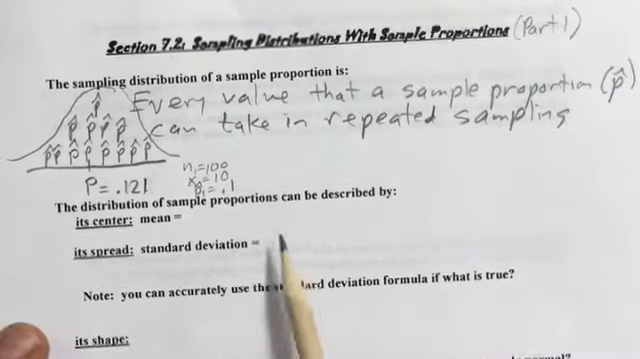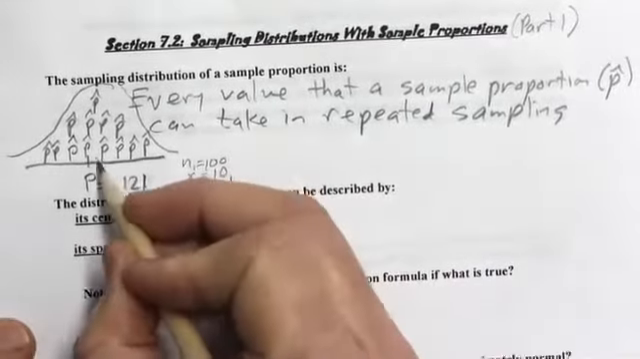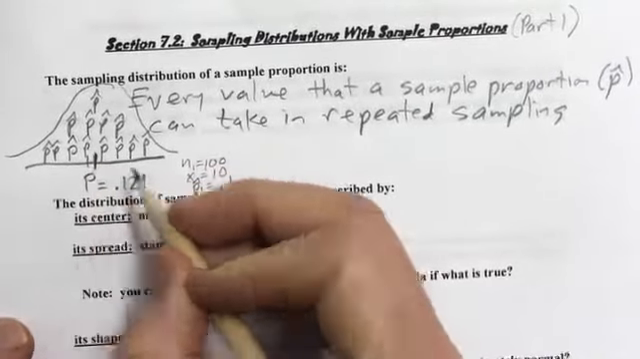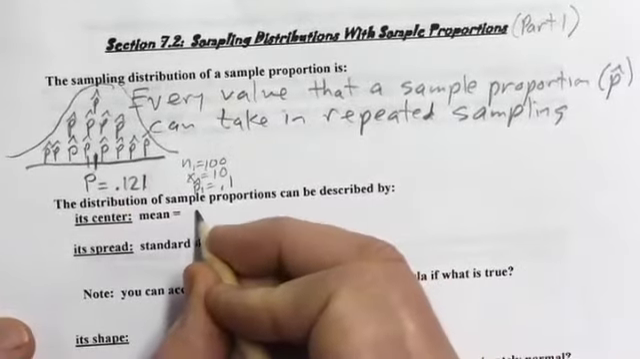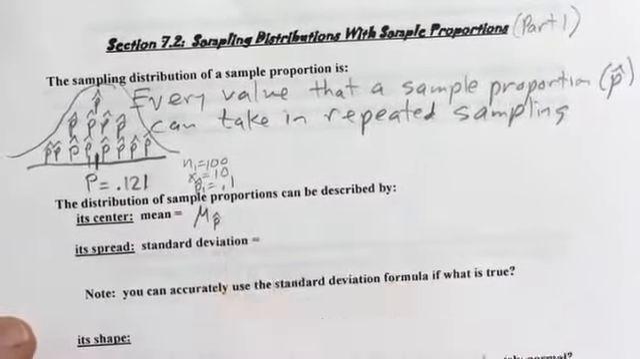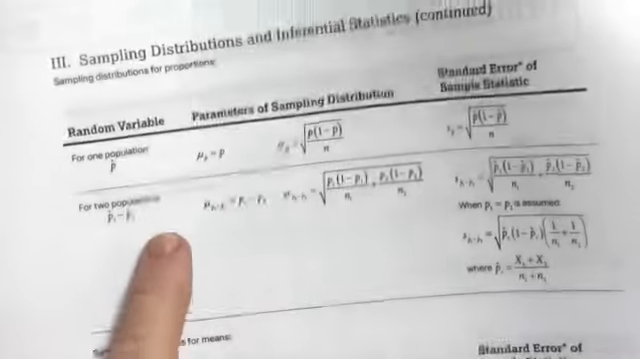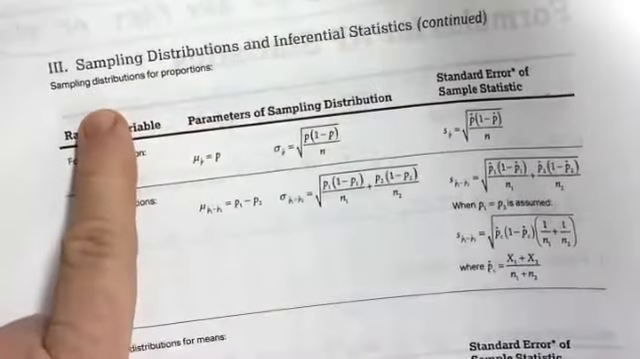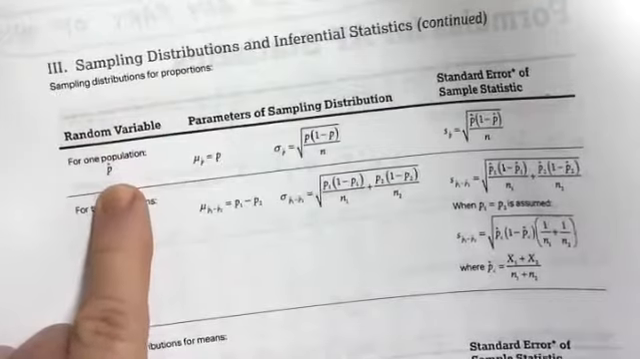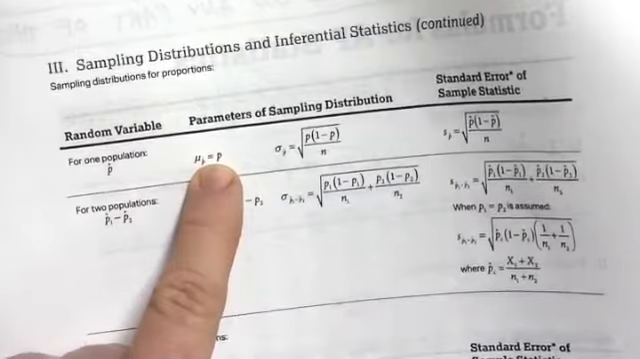So the distribution of sample proportions can be described by its center. The center of the p hats, as long as we don't have any sort of bias, is going to be centered at p, the true population proportion. Our notation for that: the mean of all those possible values of p hats is in fact equal to the population proportion. That is the first little formula on your formula sheet in regards to sampling distributions. We have sampling distributions and inferential statistics on the second page of your formula sheet. For one population, the mean of the p hats is equal to p.